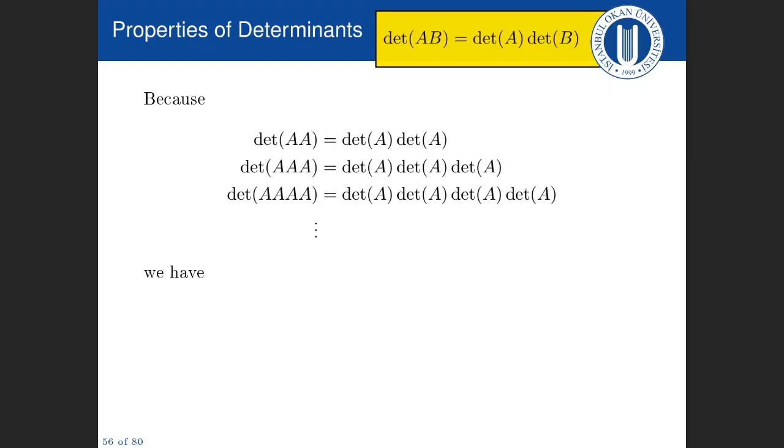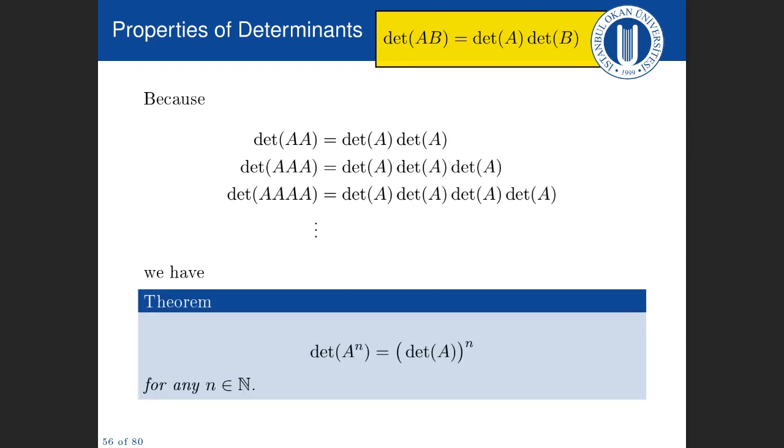Next idea, because the determinant of AA is the determinant of A multiplied by the determinant of A, the determinant of AAA is the determinant of A multiplied by the determinant of A multiplied by the determinant of A, and so on. We have the theorem that the determinant of A to the power n is the determinant of A all to the power n for any natural number n.